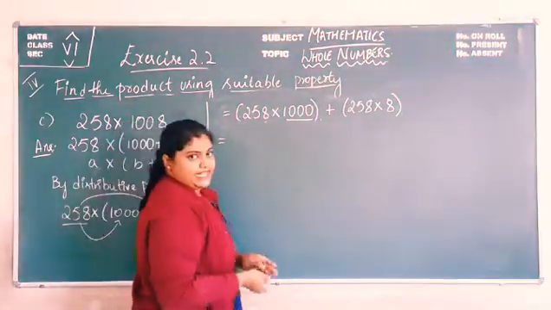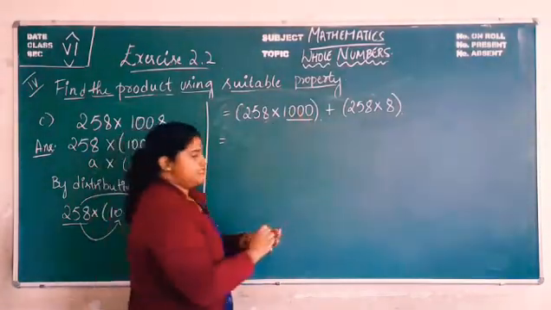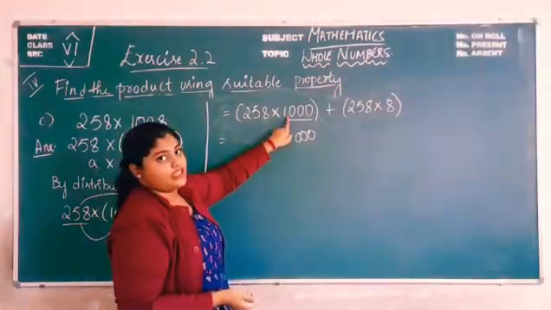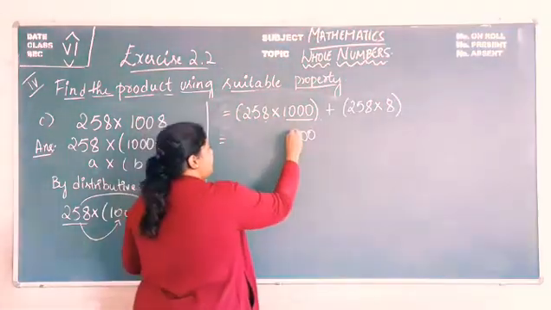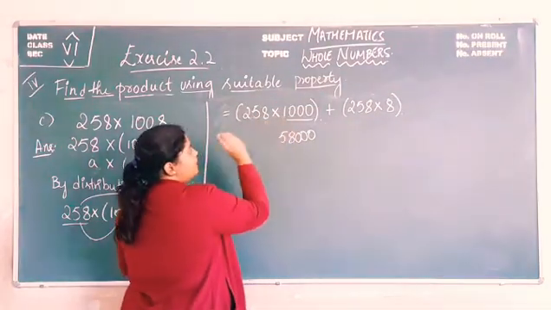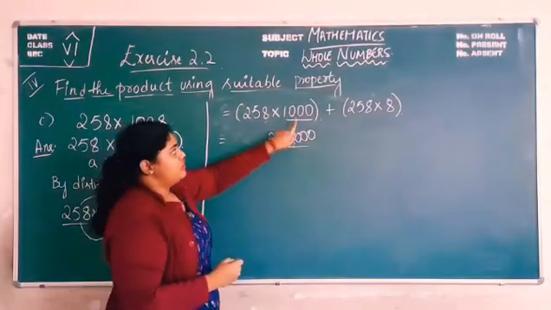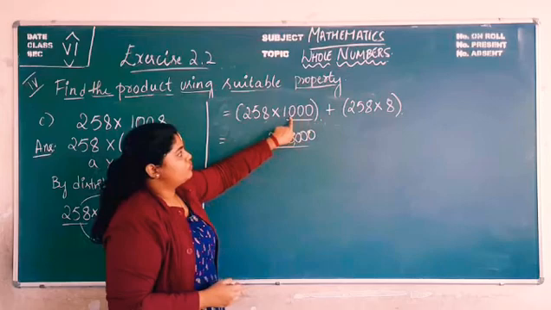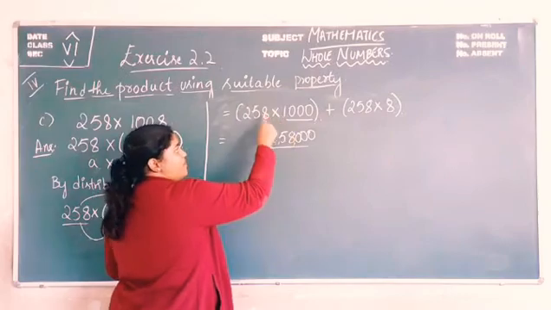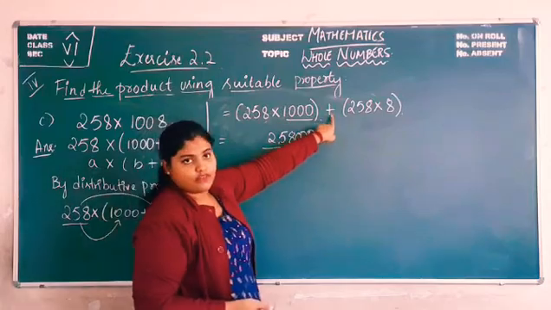How to multiply directly? First we count the number of zeros. 1, 2, 3, so we have 3 zeros. We write 3 zeros, then multiply with 1. 1 8s are 8, 1 5s are 5, 1 2s are 2. So we got 2,58,000. Then we have a plus sign.